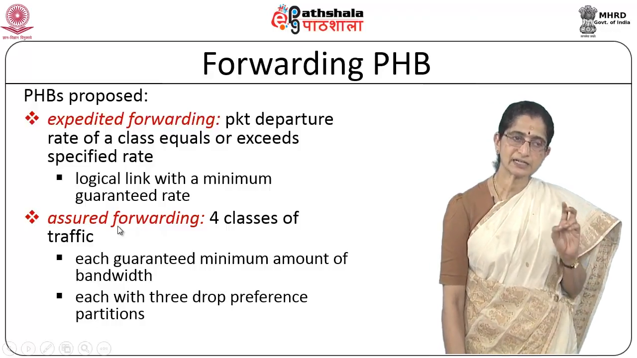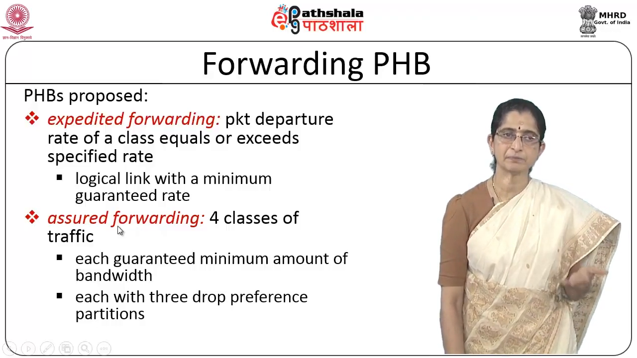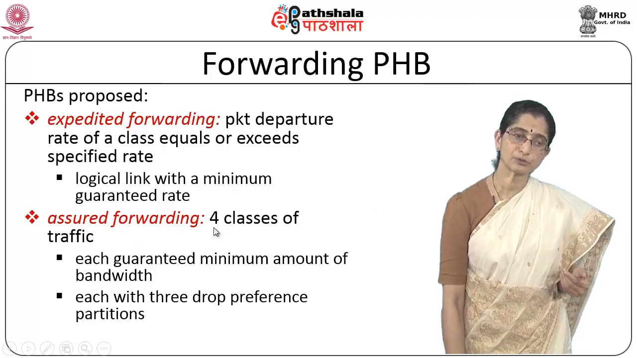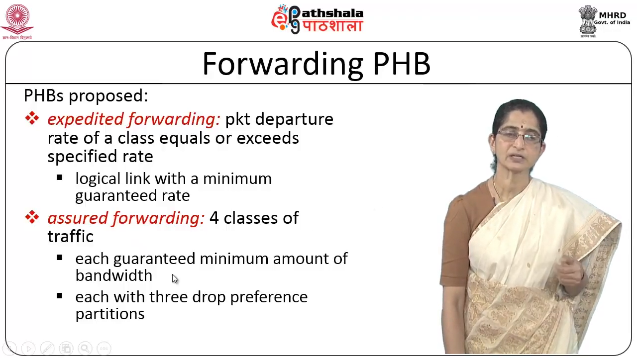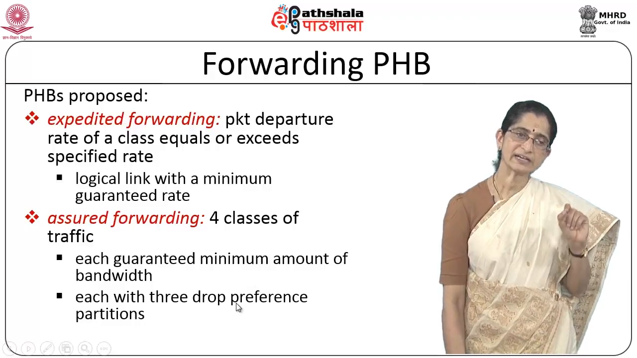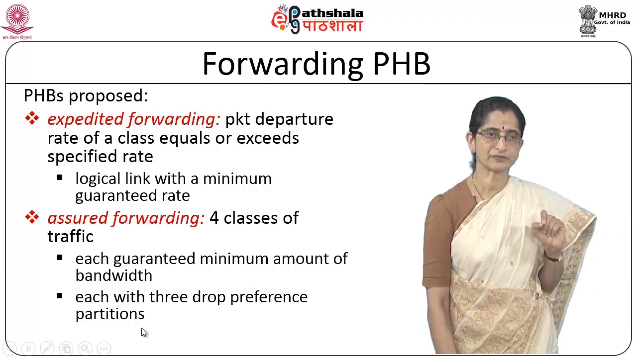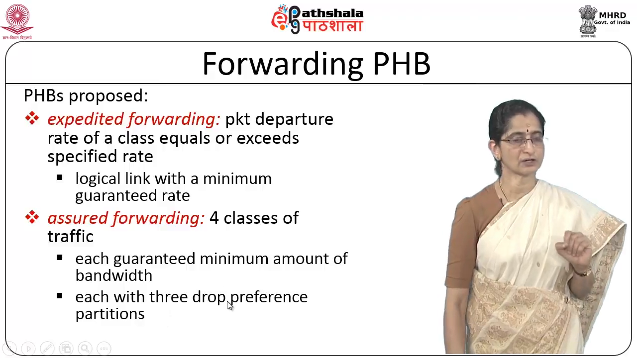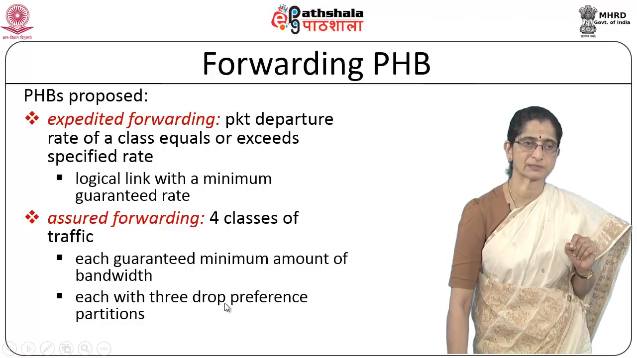The second class is assured forwarding, the second PHB that we have. This actually supports 4 different classes of traffic. Each is guaranteed to provide a certain minimum amount of bandwidth, and each has 3 drop preference partitions. We will shortly explain what we mean by drop preference partitions.